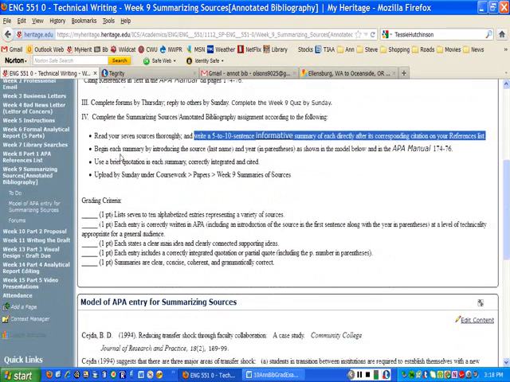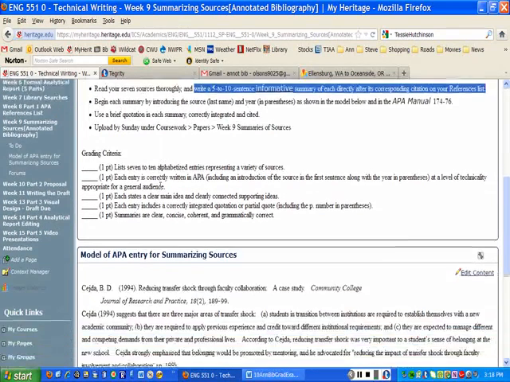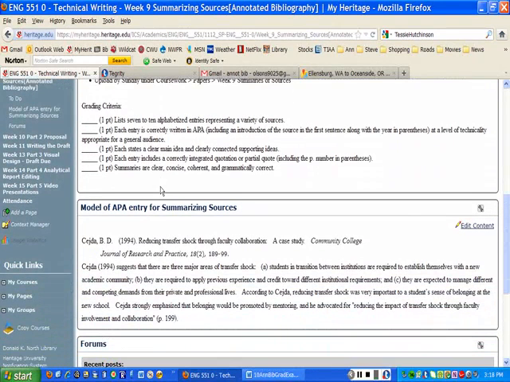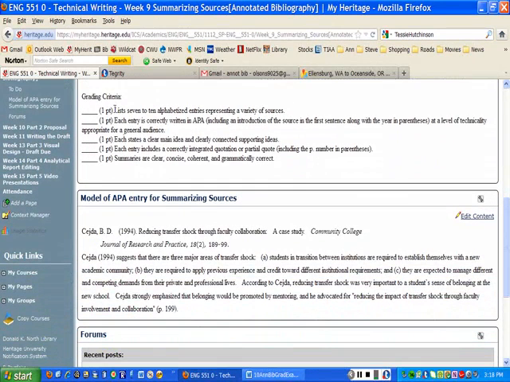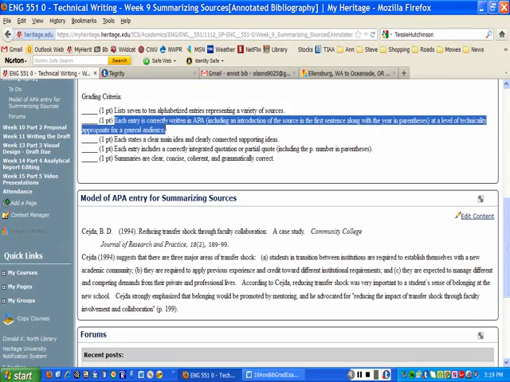Let me go over all of these things. The bulleted items are also in the grading criteria. So let's just look at that. First of all, I'll ask that you have 7 alphabetized entries representing a variety of sources on your topic. Each entry should be correctly written in APA, along with the introduction of the source in the first sentence, including the year in parentheses. That would be the APA documentation.